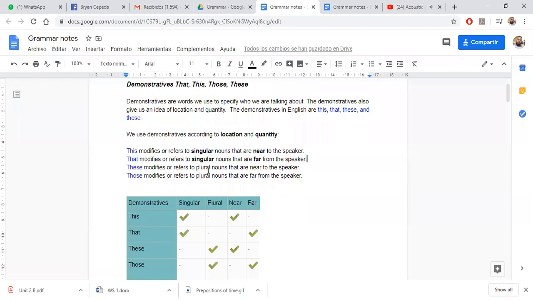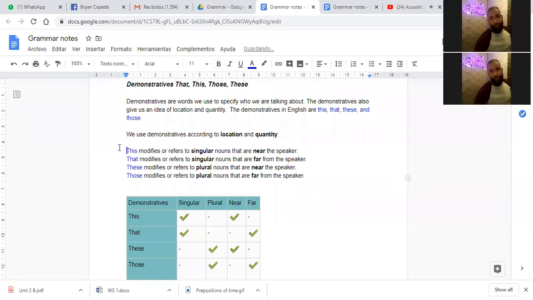This modifies or refers to plural nouns. This is these, okay? Modifies or refers to plural nouns that are near the speaker. Well, actually, near the speaker, the earlier wording was a little bit incorrect. The same here. Near the speaker, okay? Those modifies or refers to plural nouns that are far from the speaker.